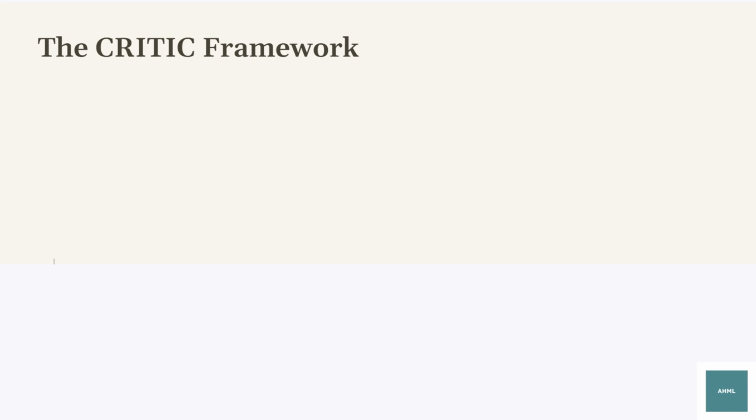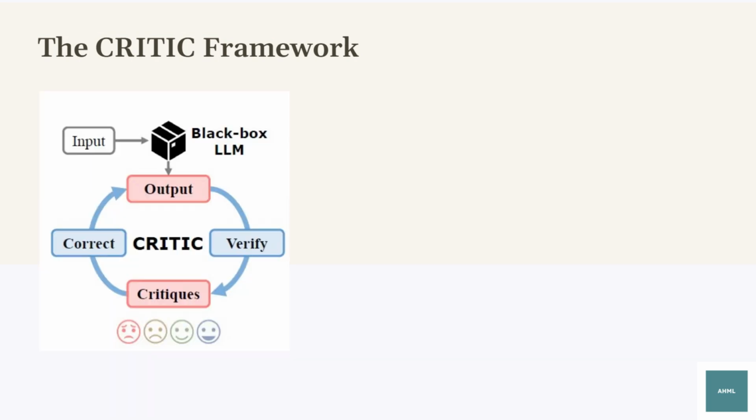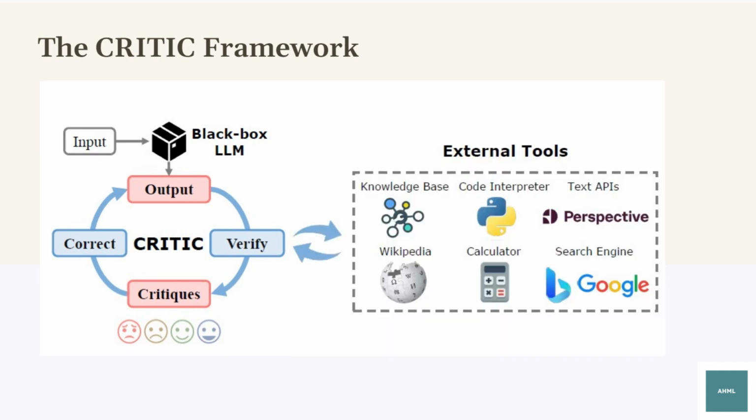Here's how CRITIC works. First, a black box LLM generates an initial output based on the input. It then interacts with external tools to verify this output. Feedback, or critiques, from these tools are used to refine the response. This iterative process ensures continuous improvement.